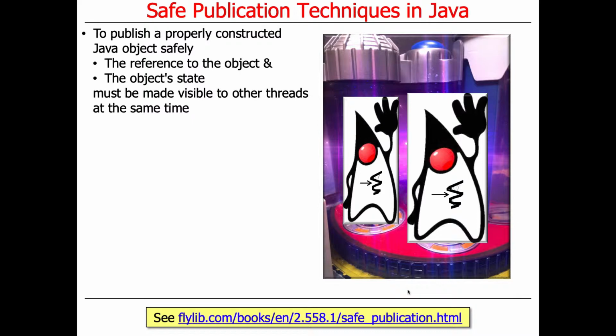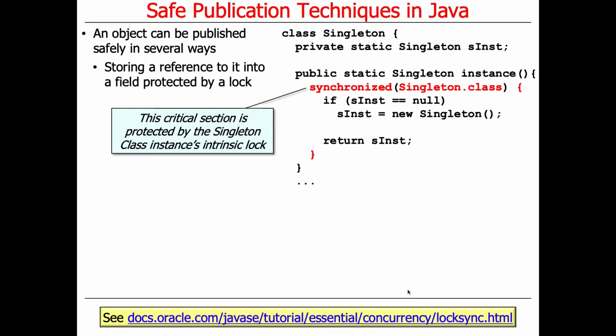It doesn't do any good to have one of them visible and the other one not visible, because then you'll be able to get access to the object but not its state, which would be really weird, but actually quite possible. So let's talk about a couple different ways to accomplish this.